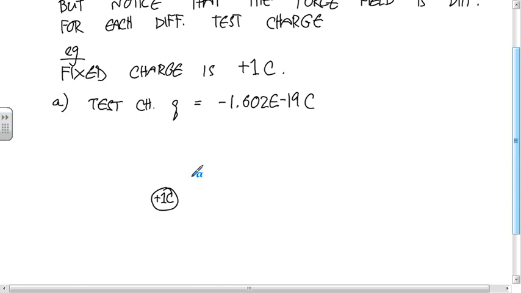So that means that the force vector on the test charge, on the electron, is always going to be pointed towards the fixed charge, right? And is the magnitude of the force vector going to get bigger or smaller as you get farther away from the fixed charge? Smaller. So this force field is going to look something like this.